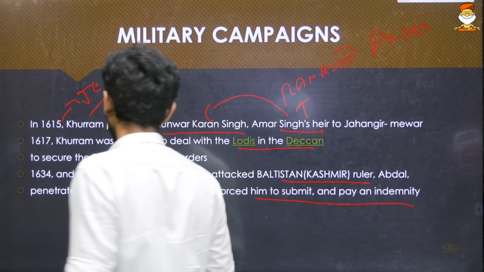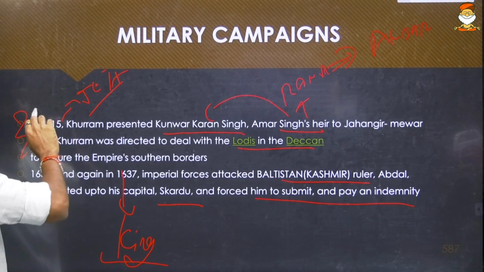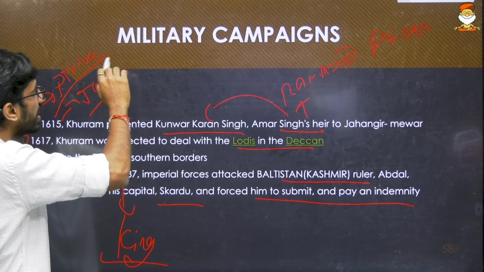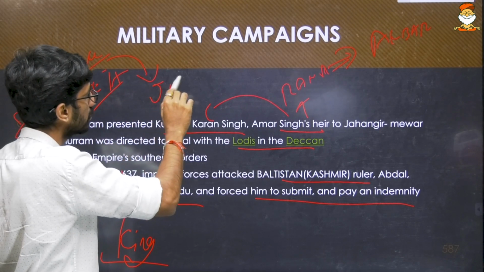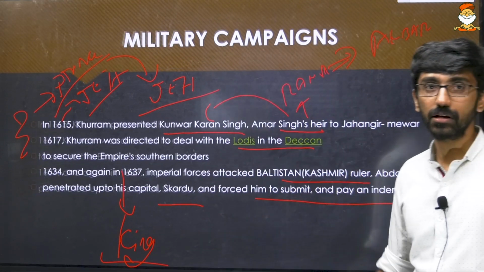Shah Jahan as the king, because he became king in 1628 itself only. So these two as prince. These two as prince. Okay, because the king at that point of time was Jahangir. King was Jahangir, we can say. These are military campaigns of Shah Jahan.